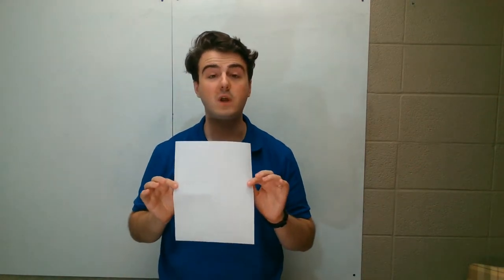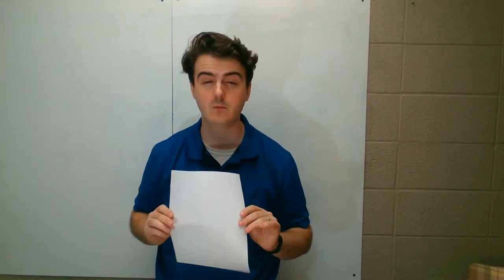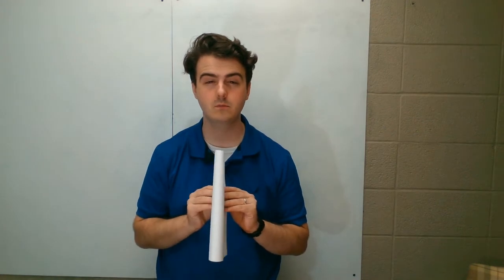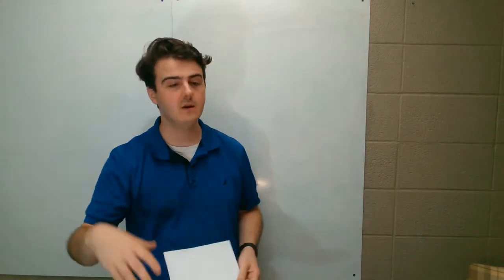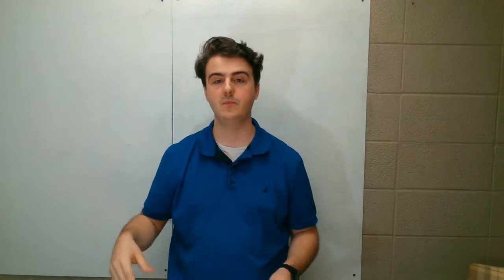So, we can fold this sheet of paper two ways, right? Hot dog or hamburger. Hot dog and hamburger. So our economy's two goods are going to be hot dogs and hamburgers. So go ahead, take a second, get a sheet of paper out, and fold it either hot dog or hamburger. And then we'll tally them up on the board.